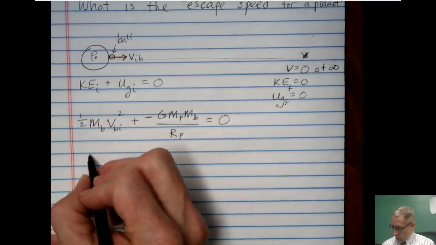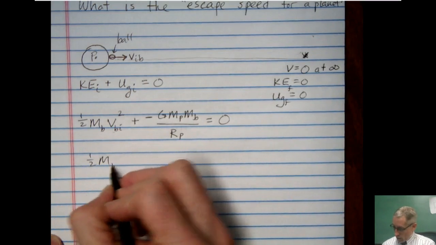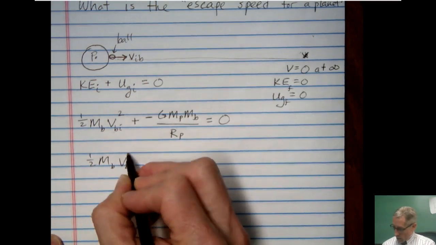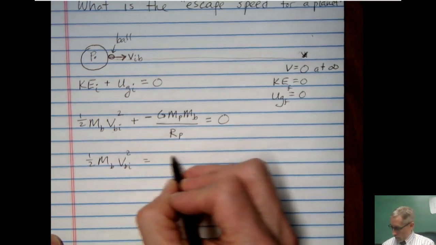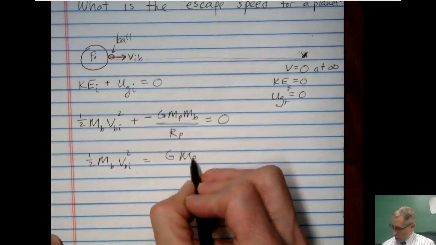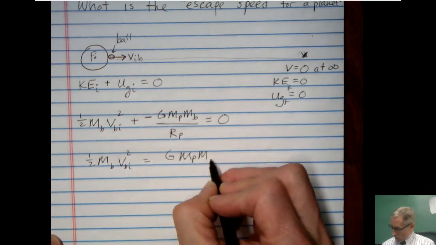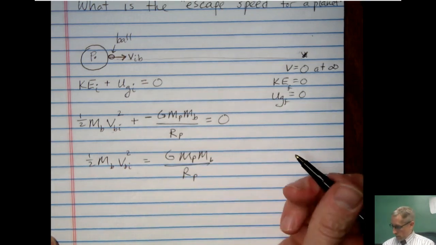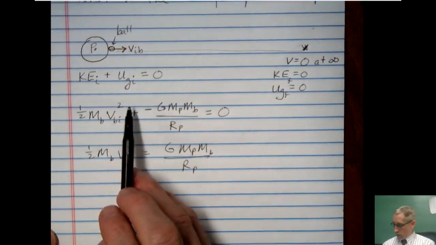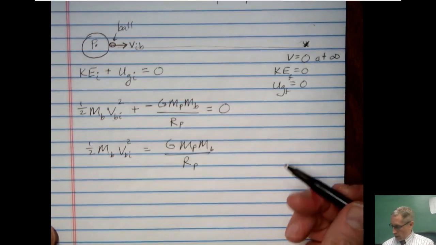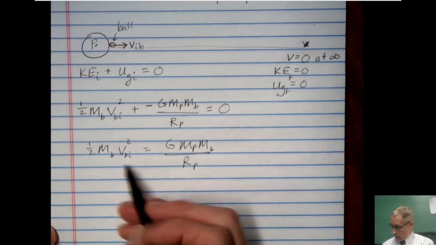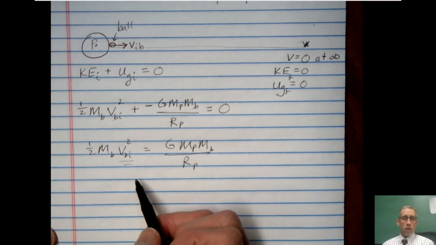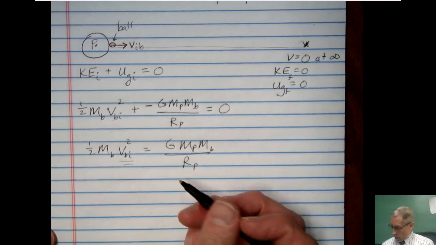So I could say that my 1/2 m times the initial velocity squared must equal G times the product of the masses divided by the radius of the planet. Okay, all I did was I moved this term over to the other side. Now I can start canceling some things out, because what I'm looking for here is the initial velocity of the ball. So I'm going to move everything over.